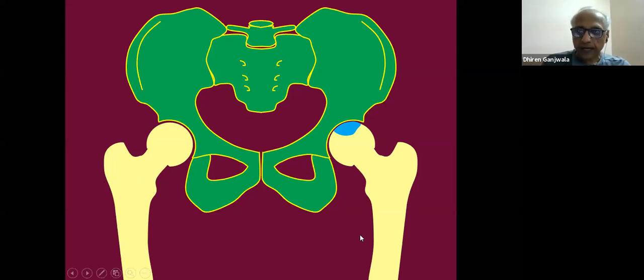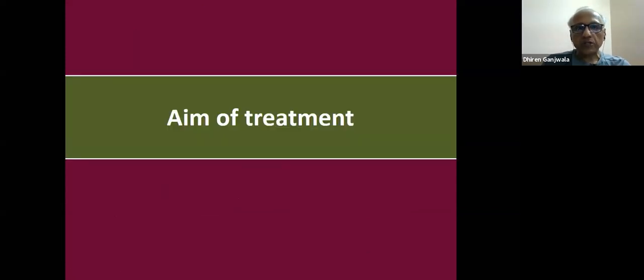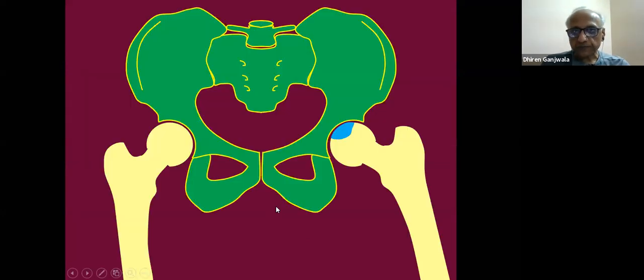Usually it's the anterolateral or the superolateral part, which is in the weight bearing area, that is affected. Next. So the aim of treatment, whatever treatment we decide, is very simple. Next slide. The area which is affected, which has become soft, we try to push into as much coverage as possible, so that the loading on that area is distributed on a wider or a normal area.